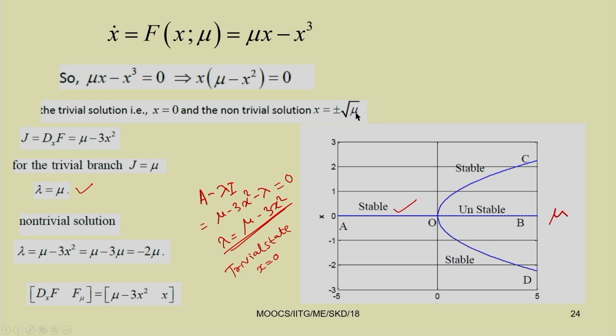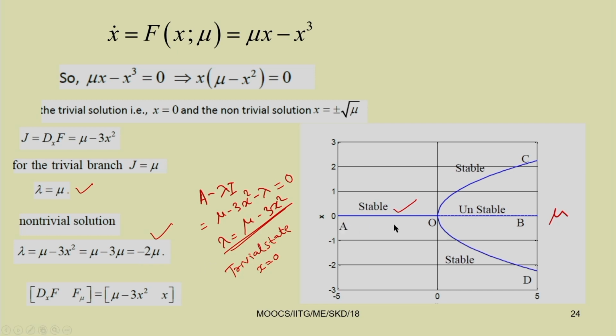So, x square equal to mu. By putting this, we can have mu minus 3 mu, this is minus 2 mu. So, you can check for the non-trivial branch. The lambda, that is the eigenvalue, becomes minus 2 mu. Now, by putting different values of mu, we can find whether the system is stable or unstable.